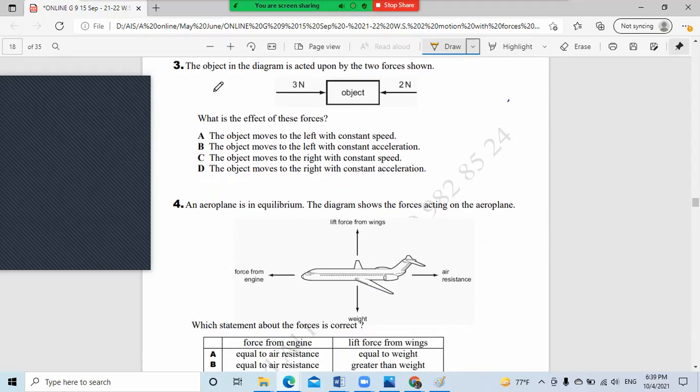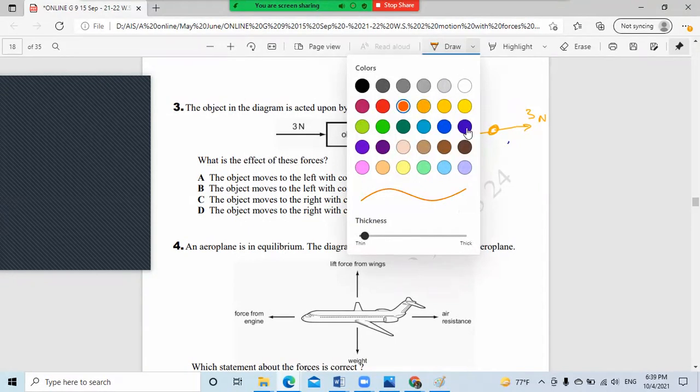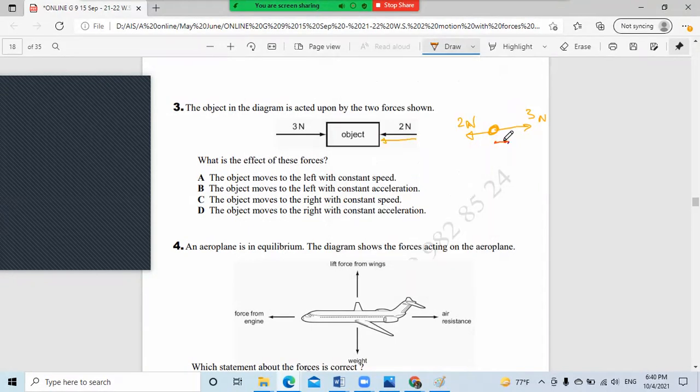An object, as shown here, has two forces acting. A 3 Newton force acts to the right. That's why they put a longer arrow, that means it's a bigger force. And 2 Newton acts from the right to the left. So there is a resultant force, right? In which direction is the resultant force? It will be to the right because the 3 Newton is bigger than the 2 Newton. So there will be 1 Newton resultant force, from 3 minus 2, to the right.